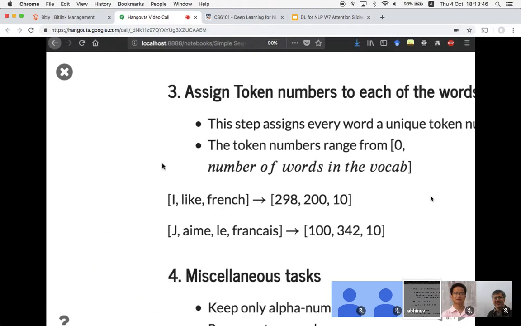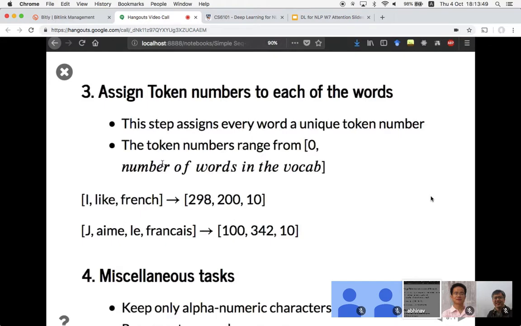You do this, and then you start assigning token numbers to each of these words, where every word will have a token number assigned. This token number goes from 0 to the number of words in the vocab. Vocab is the total number of words that you have in a particular language. Maybe the corpus that you consider for English might have 20,000 words, and the corpus for French might have 10,000 words. So "I like French" is converted into something like 298, 110.